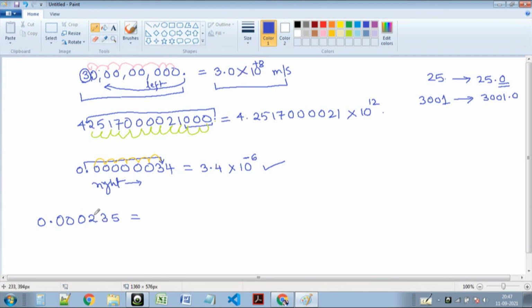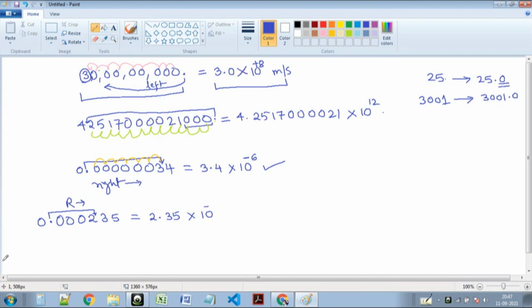Our first non-zero number is 2. That means the decimal will shift after the 2. Here the decimal will come. So let's write down 2.35. All the non-zero numbers we have written, and after that we have to write down the power of 10. Since the decimal is moving towards the right, the power will be negative.